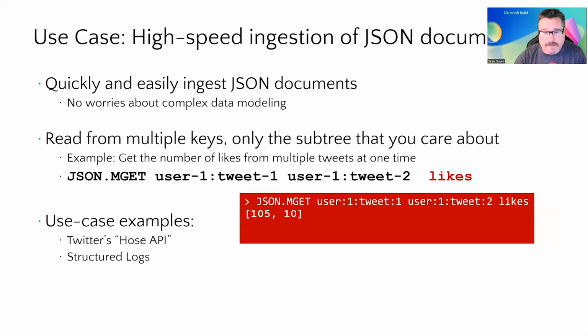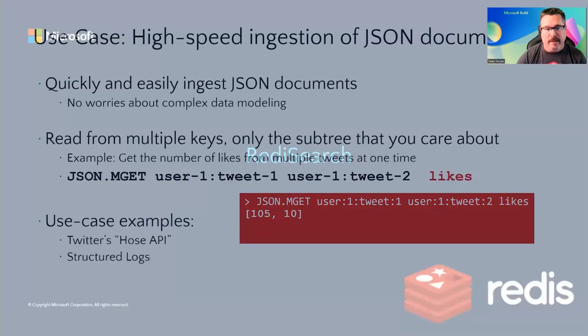So we do offer very high speed ingestion for JSON documents. It's again native to Redis, with Redis speed. And you can do things like getting multiple keys and only get the subtree of that key that you want. Like in this case, user one has two tweets, tweet one and tweet two, and we want the likes. It's going to return an array of the values it's retrieved. In that case, tweet one had 105 and tweet two had 10 likes. So this is a great example of how we can use that granular ability to get data out of Redis JSON.